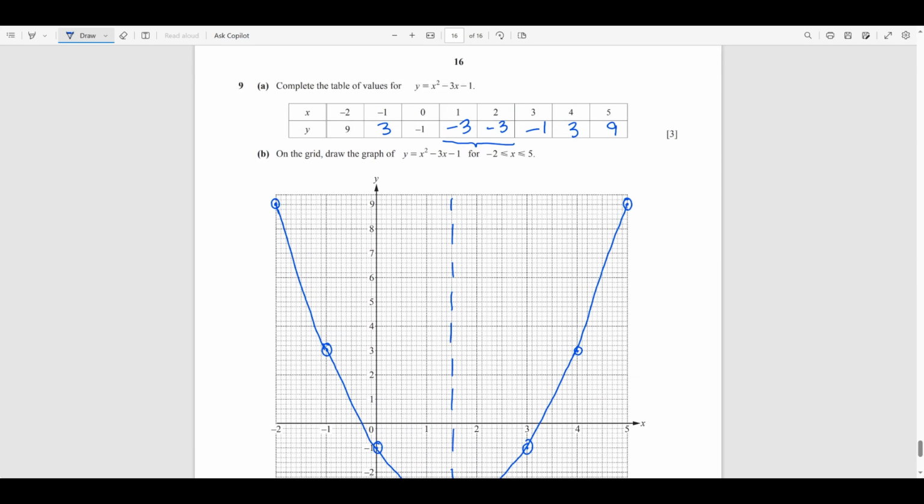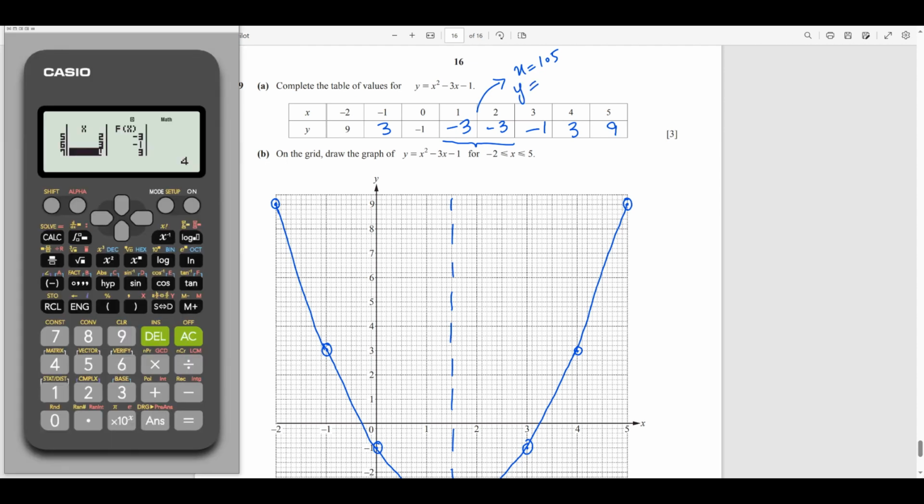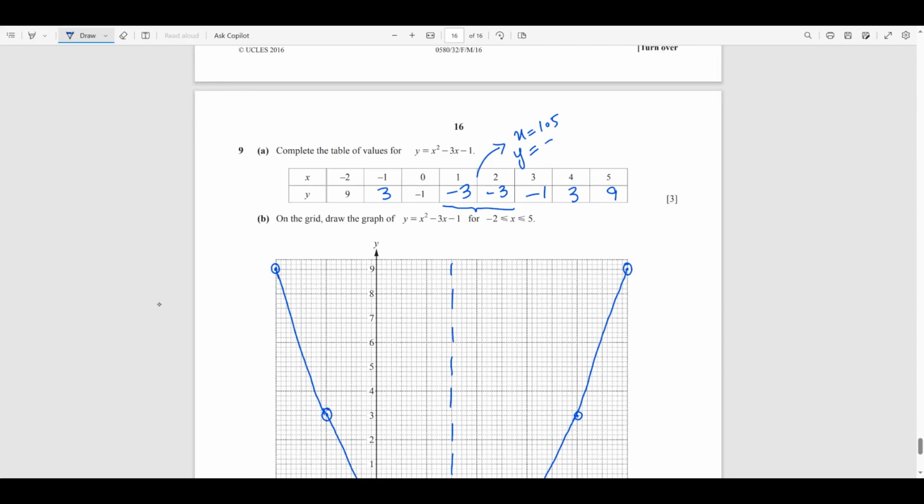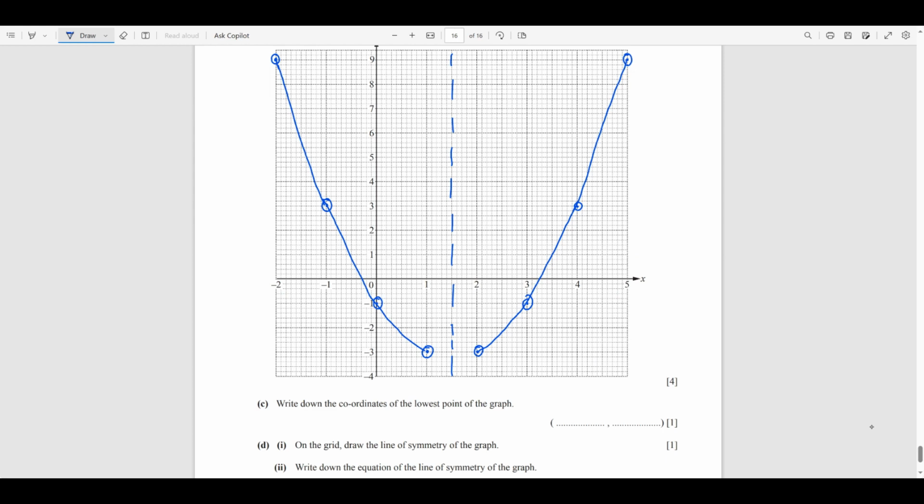So what we are going to do is, while plotting, we don't have to do it in the table actually for part A, but only for plotting for part B, right? So for plotting of part B, we have to see where x is 1.5. So we need to calculate the value of y where x is 1.5, right? So 1.5 squared minus 3 times 1.5 minus 1 gives me negative 3.25. So this is roughly where it's going to be, negative 3.25. I'm going to connect it with a smooth curve.